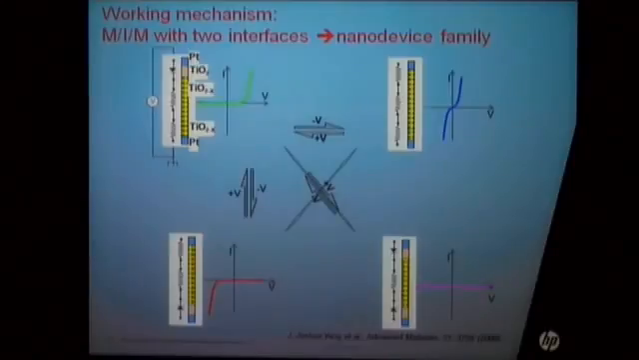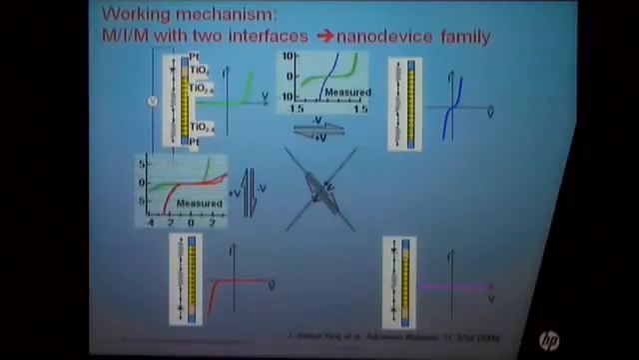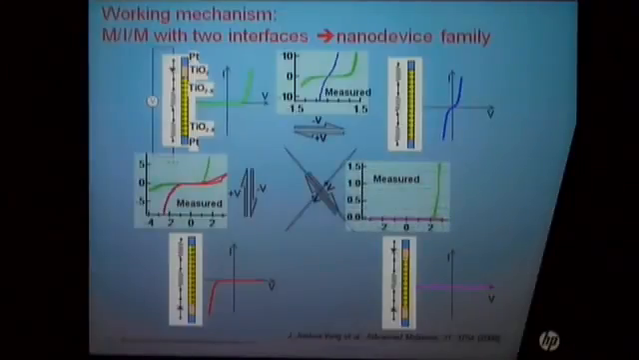The beautiful thing about this is you can change the device resistance by using a voltage to switch among these states. For example, this is electrical measured data from a nano device showing the switching between these two states. As you can see, it's like a diode changing its rectifying direction. You really have a family of nano devices just based on a very simple device structure.